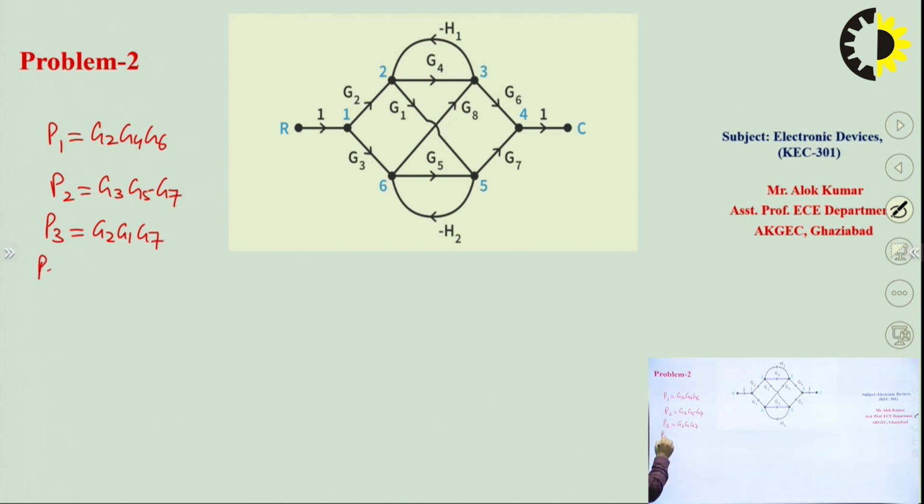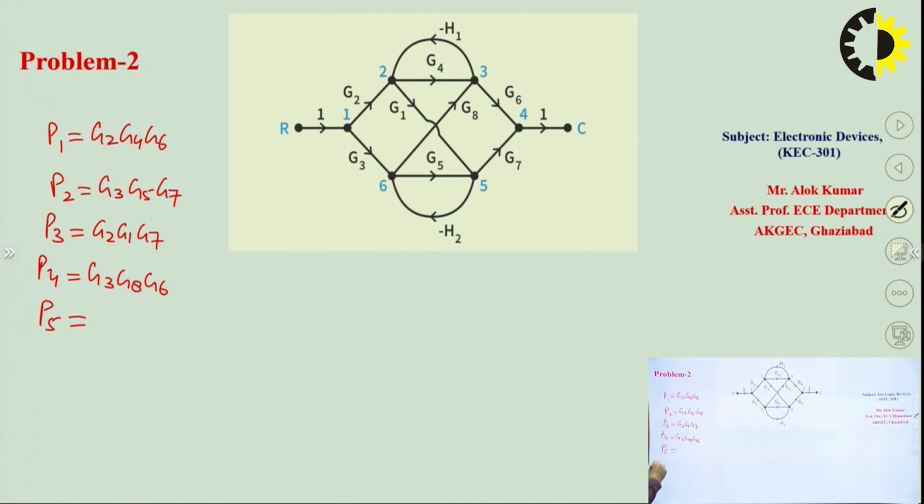Similarly, we can write the next forward path P4. If we go from node 1 to node 6, then node 6 to node 3 and then node 4, it will be G3, G8, G6.